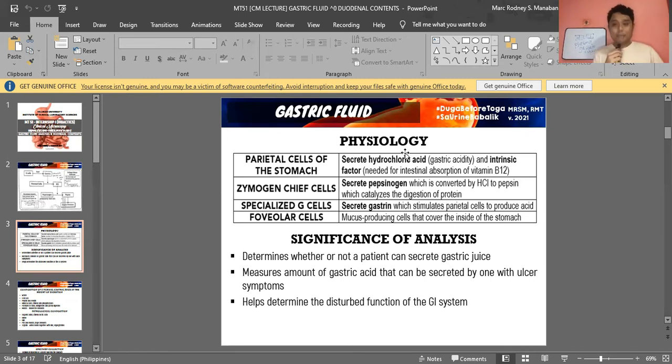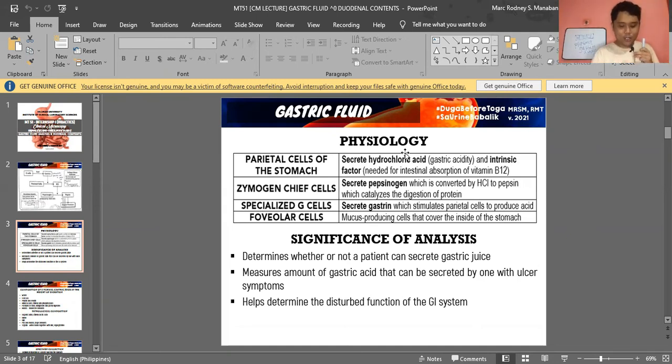All right. Now, why do we examine gastric fluid? Number one is, of course, to determine whether the patient has gastric juice or not. Again, such as in pernicious anemia, maybe there is no gastric juice or no HCl produced. Next, it measures the amount of gastric acid that can be secreted by one with ulcer symptoms, especially to see if the gastric fluid is increased. And of course, it helps determine the disturbed function of the GI system. Aside from that, we can also look for gastric carcinoma if we analyze the gastric fluid.